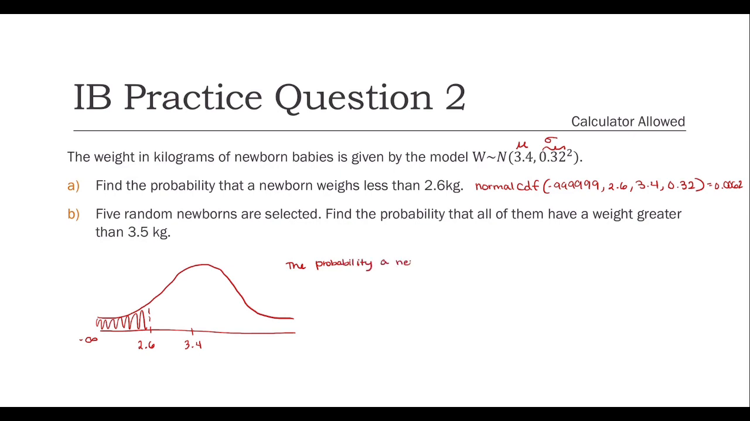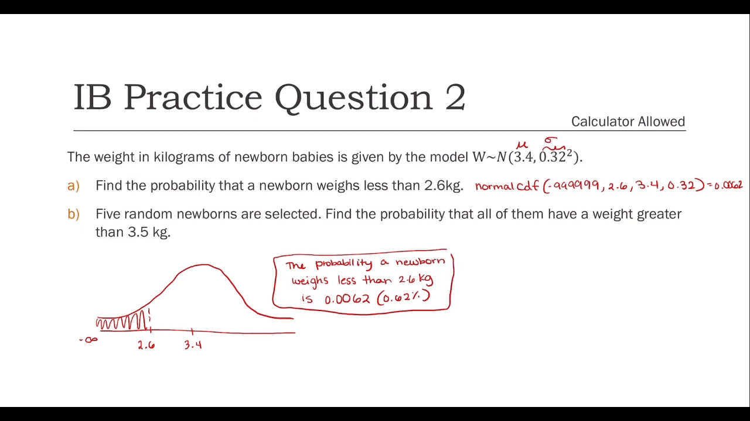So the probability a newborn weighs less than 2.6 kilograms is 0.0062, which if you move the decimal over twice, you'll get 0.62%. So there's your answer to part A.